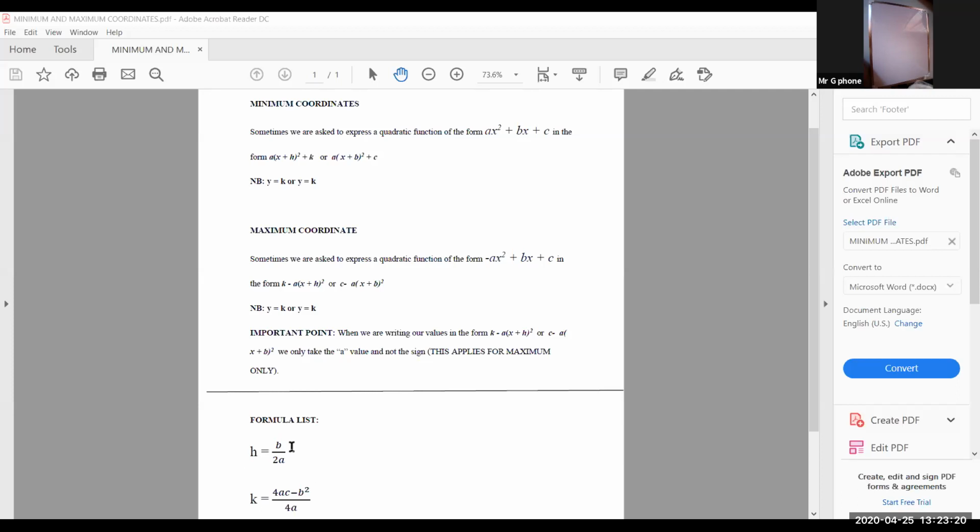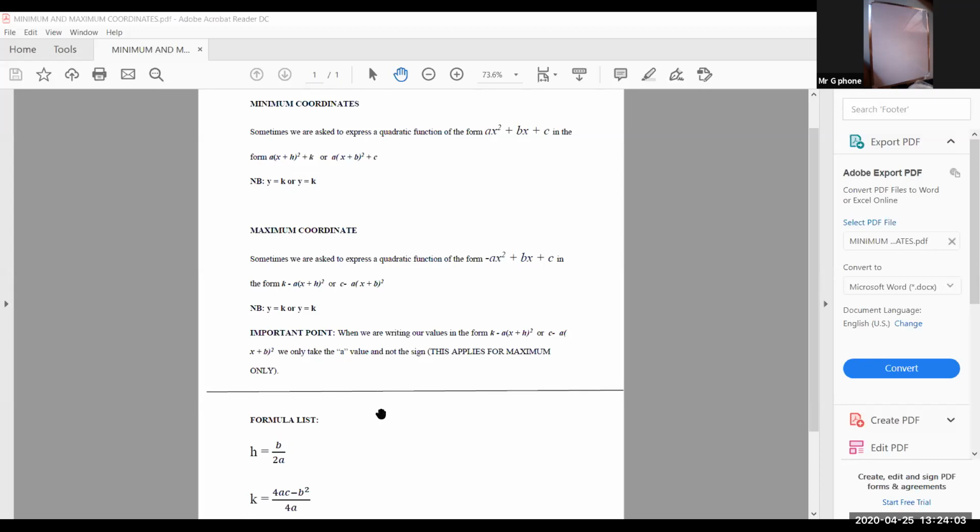So h is equal to b all over 2a, and k is equal to 4ac minus b squared all over 4a, right? And of course, if you're expressing it in this form, the value of a will be this a value here. And of course, x is just x plus h, and I showed you how to find h. And of course, squared plus k, and I showed you how to find k, right? If they ask you to find it in this form, then you would not put h, you would put b. And you would not put k, you would put c in terms of the formula here. Any questions so far?